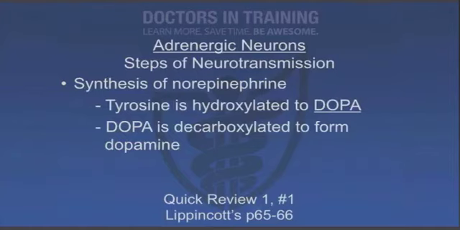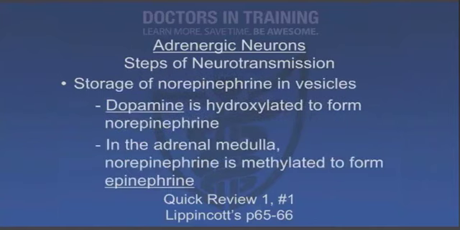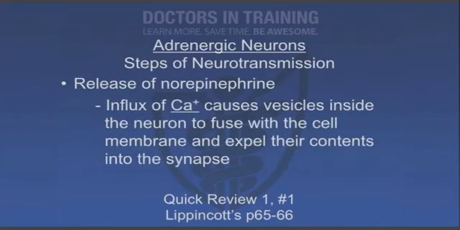So let's first talk about the synthesis of norepinephrine. Tyrosine is hydroxylated to DOPA, and then DOPA is decarboxylated to form dopamine. For the storage of norepinephrine in vesicles, dopamine is hydroxylated to form norepinephrine, and then in the adrenal medulla, norepinephrine is methylated to form epinephrine. And then we get release of norepinephrine.